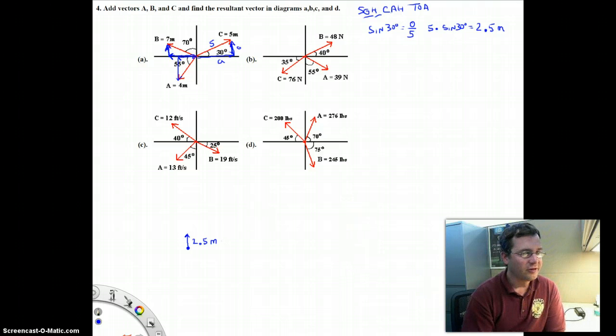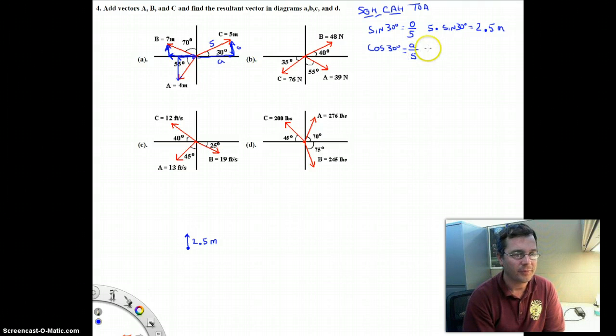How about the side adjacent? Well, the side adjacent, again, the angle of interest is 30 degrees, the hypotenuse is 5. We need something that relates the hypotenuse and the side adjacent, and you see here that that's the cosine function. So again, cosine 30 degrees equals the adjacent side over 5. Multiply both sides of this formula by 5. You get 5 times the cosine of 30 degrees.